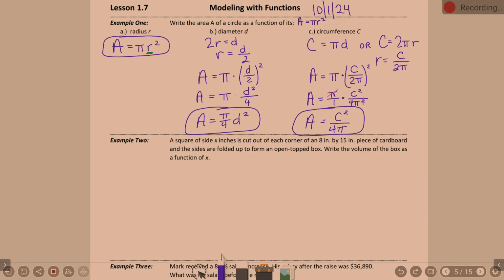Example 2. A square of side x inches is cut out of each corner of an 8-inch by 15-inch piece of cardboard, and the sides are folded up to form an open-top box. Write the volume of the box as a function of x.